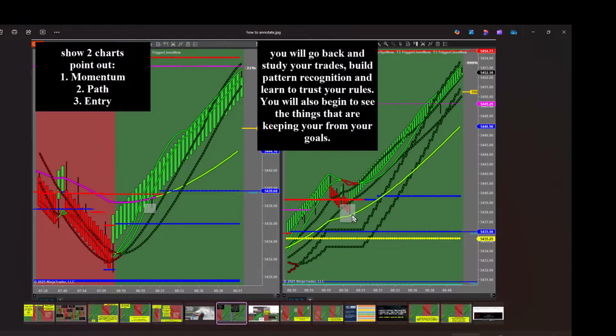It gives me the opportunity to say, hey, here's where you could have had a little less risk. This is where maybe you could have held a little bit longer.